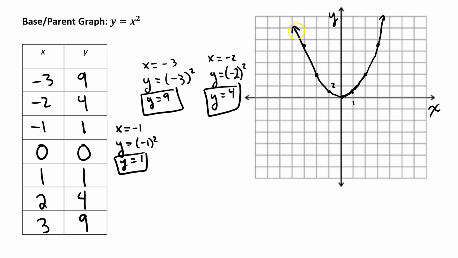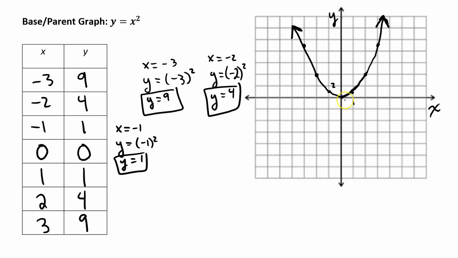To draw this properly, I need to make sure that there are arrowheads. Now, sometimes in test-making programs or sometimes in textbooks, they don't have those arrowheads, but I just want to assure you that it is very important that you put those arrowheads in, because it means it continues on in both directions. So this is the basic shape of a parabola.